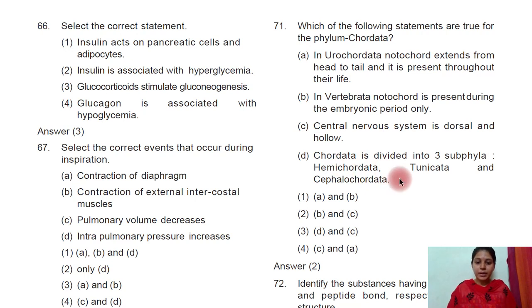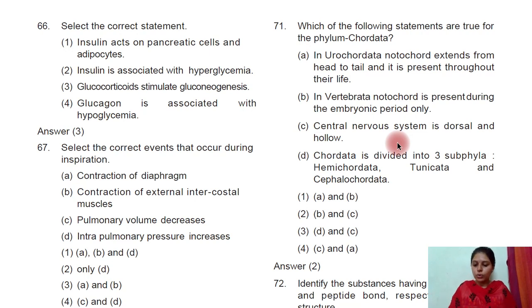But now look at the other option. Central nervous system is dorsal and hollow. Yes, that's the correct thing. The central nervous system, right from the brain until it continues, is how the spinal cord has been made. So it is very simple. Because it is dorsal and hollow, it is present in the dorsal cavity and it is hollow.